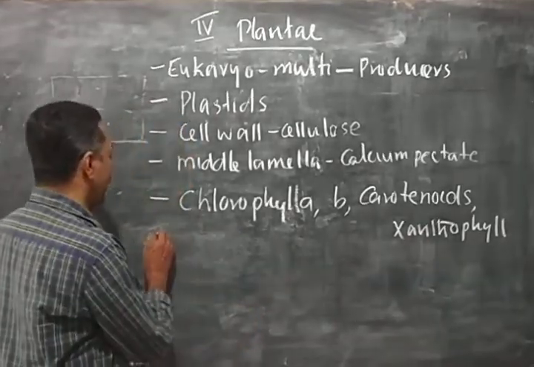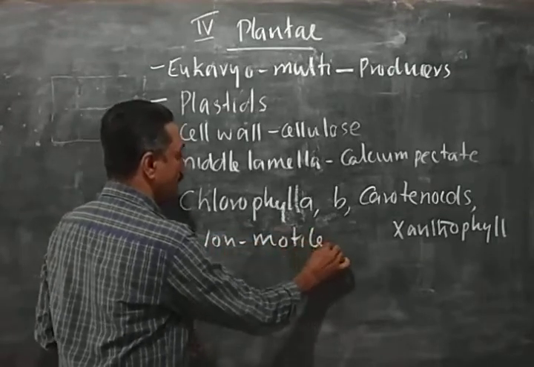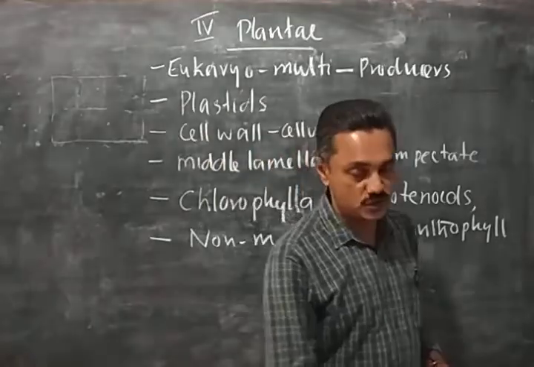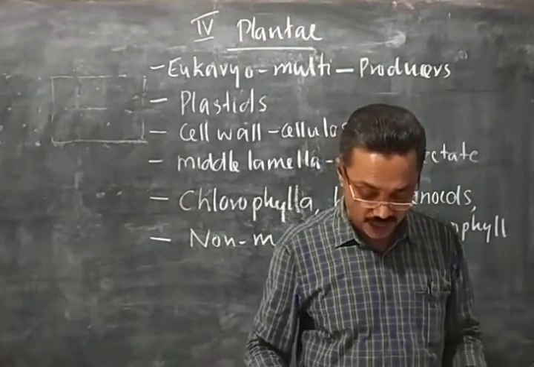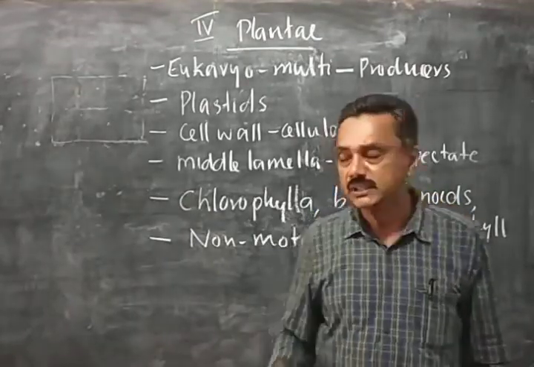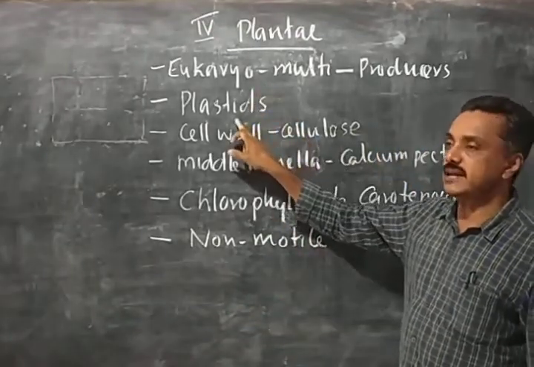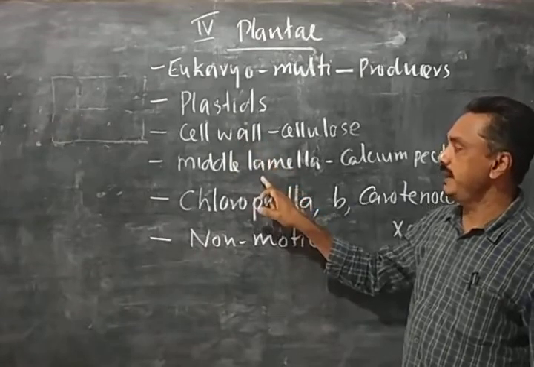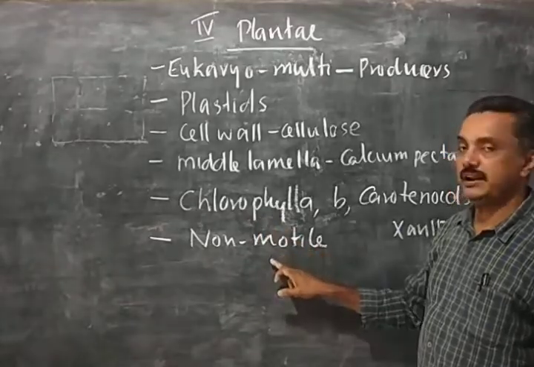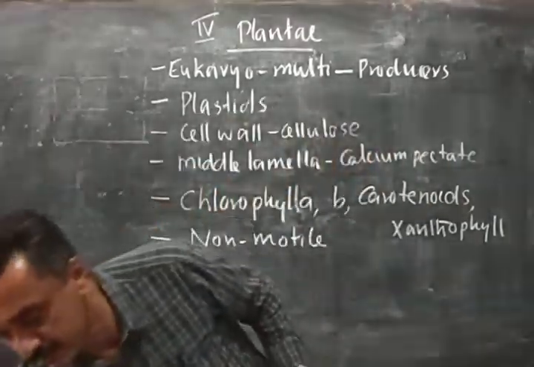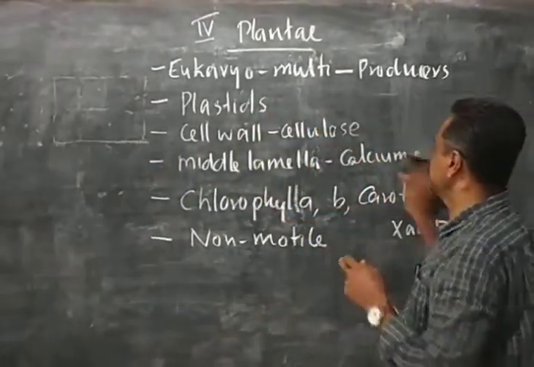Another character is that plants are usually non-motile. Motile algae will be there, but plants are non-motile because of the presence of the cell wall and middle lamella. Plants are fixed at a place. So these are the general characters of plants: eukaryotic, multicellular producers. Plastids are present. Cell wall made up of cellulose. Middle lamella made up of calcium pectate. Pigments are present, chlorophyll A, B and carotenoid. And non-motile, because of the absence of muscle cells and nerve cells.